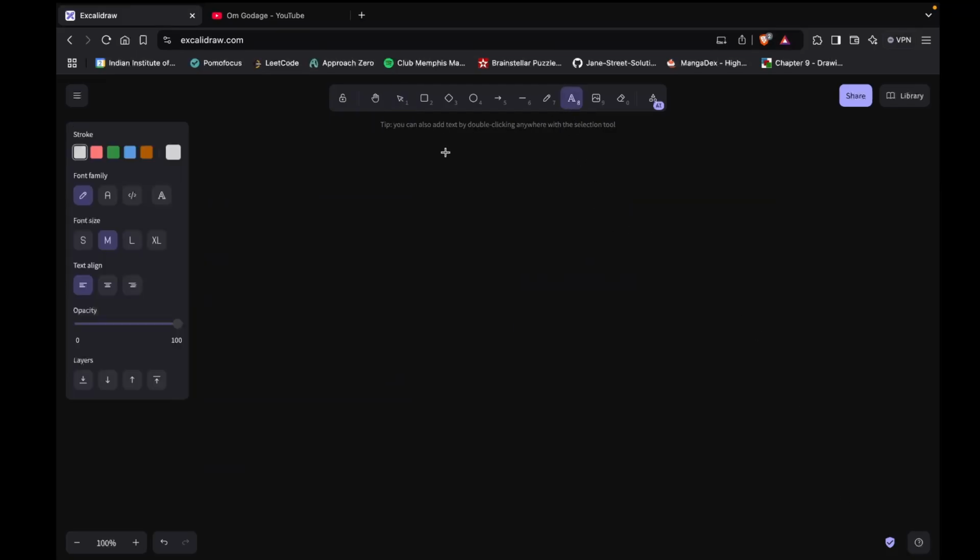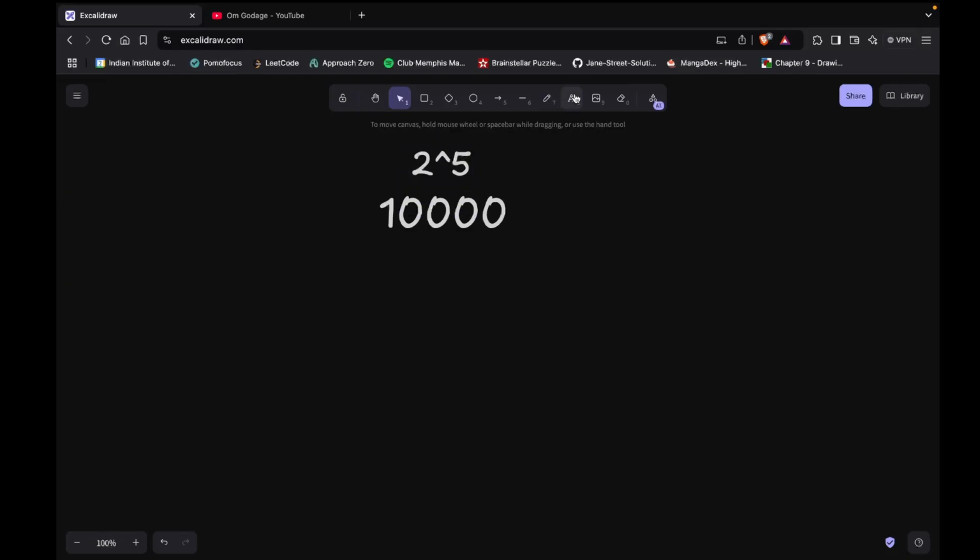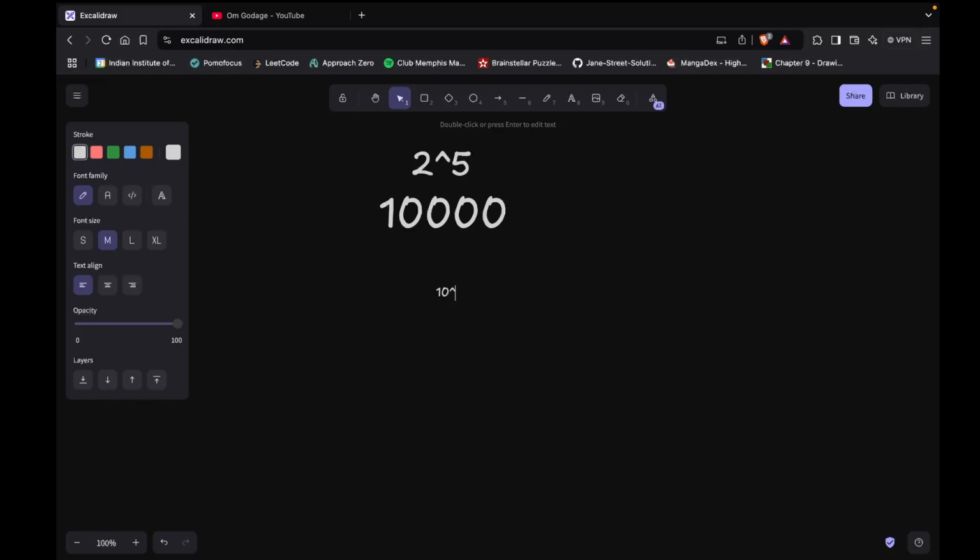So let's say you have any number 2 raised to k, let's say 5 for now. 2 raised to 5 in binary will just be 1 followed by 5 zeros: 1, 2, 3, 4, 5. Why will it be this? Let's say you have 10 raised to 5 in decimal. In decimal, 10 raised to 5 is simply 1 with 5 zeros, right? 1, 2, 3, 4, 5. Even this will have 5 zeros, my bad.